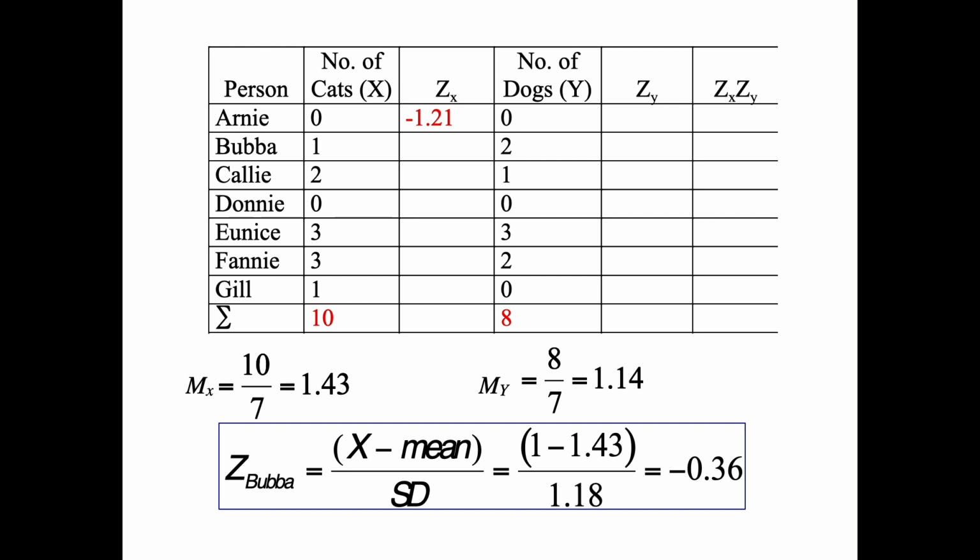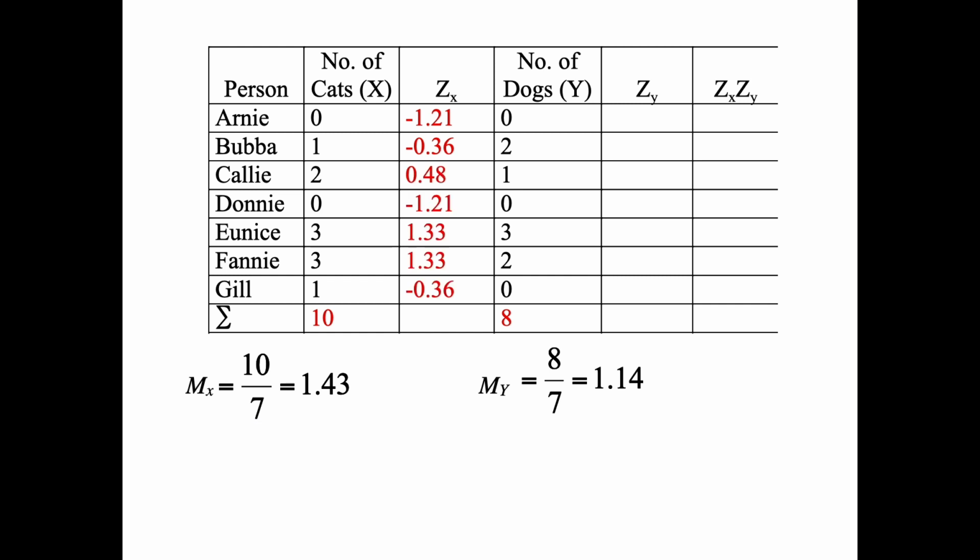Then if I go to Bubba, I'm going to have a 1 for his x, and 1.43 is his mean. And again, the standard deviation for x has been given to us. It's 1.18. So 1 minus 1.43 over 1.18 is minus 0.36. And I would continue, and I'll have soon all of those, right? So there's all of my z-scores. I've just taken every x and converted it to a z-score, just like we did several weeks ago when we were first introduced to z-scores.